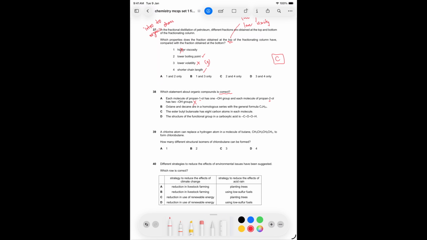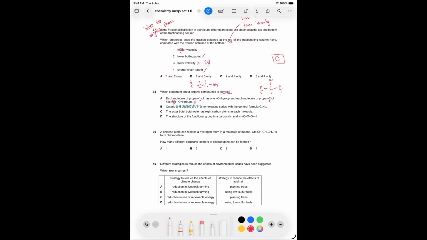Propan-1-ol, if you look carefully, has 3 carbons. Prop means 3 carbons, and the OH is connected to the first carbon. This is the first carbon, second carbon, third carbon. But propan-2-ol is how it looks like: 3 carbons, but the OH is connected to the second carbon. So if they say it has 2 OH groups, it's not correct. It still has 1 OH group, it's just connected to the second carbon.